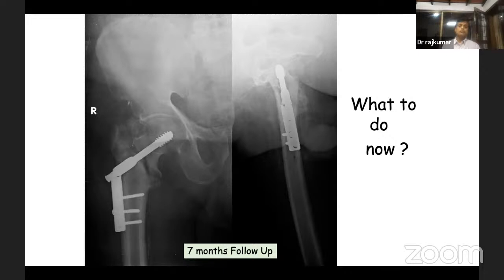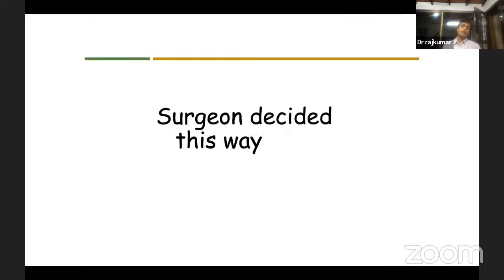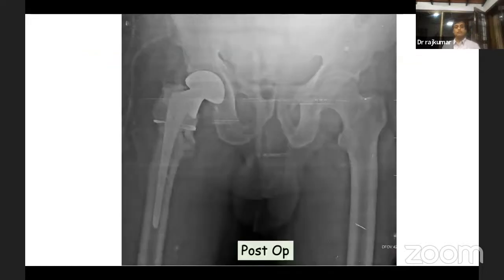So what to do? Such an unstable fracture, a very, very low trochanter. The fracture is almost in the subtrochanteric region. In this case, see what the surgeon decided the other way. This surgeon removed the DHS and did a bipolar, but that too was not fully cemented. He only used cement proximally. That is totally not correct. It is absolutely not correct at all.